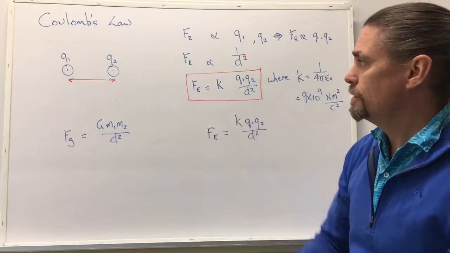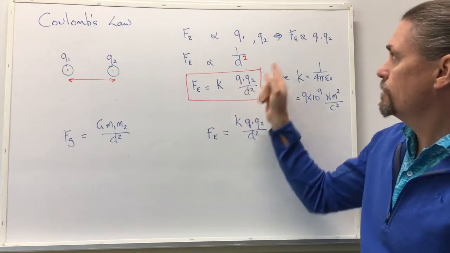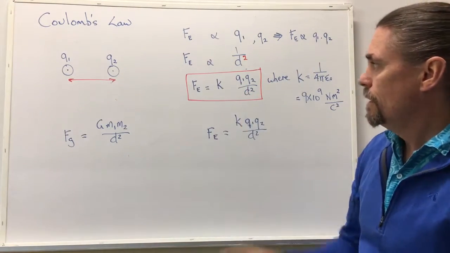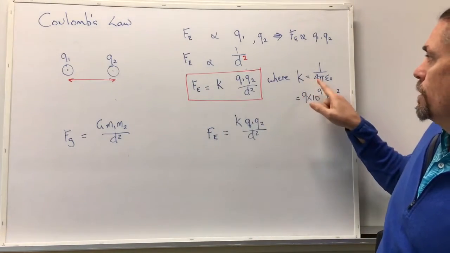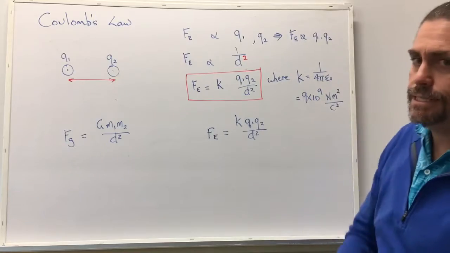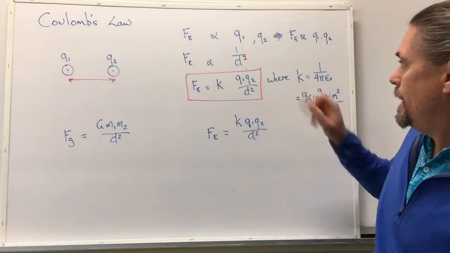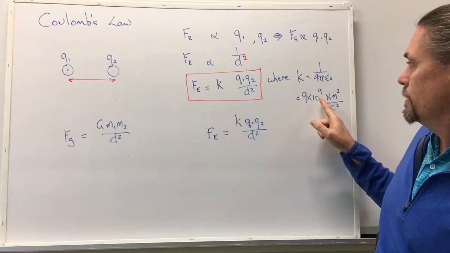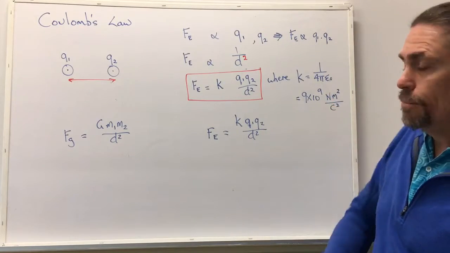So there was some constant in there, but the electrostatic force was equal to k times Q1 times Q2 over d squared, where this value k is a constant and it's equal to 1 over 4 pi epsilon-naught, which is the permittivity constant. So k, in our case here, is equal to 9 times 10 to the 9th newton meter squared per coulomb squared.